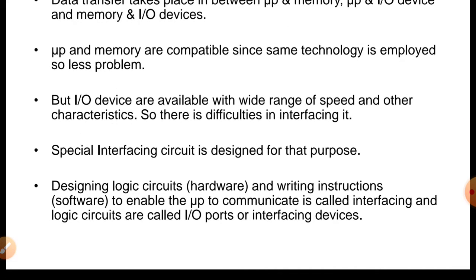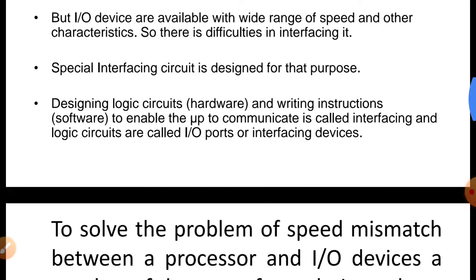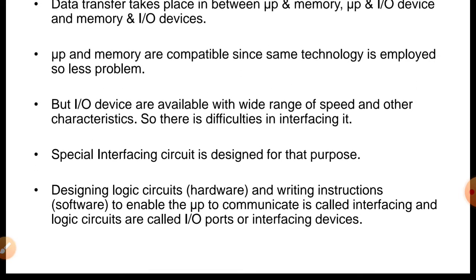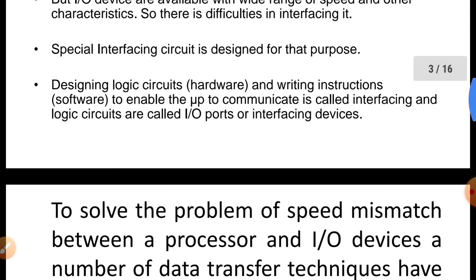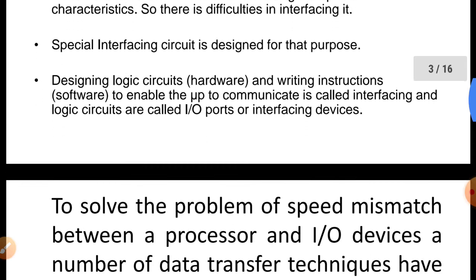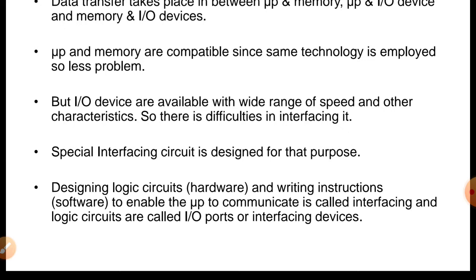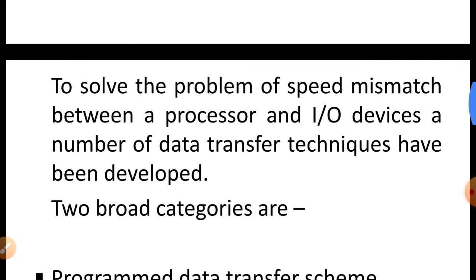So, we require certain interfacing, because there is difficulty in transferring data between the processor and the input output devices. We design certain interfacing circuits for that purpose, and the work of the interfacing circuit is to easily transfer the data between the processor and the peripheral devices. What is an interfacing circuit? It is logic circuits along with certain instructions that enable the microprocessor to communicate with the peripheral devices. Those devices made up of logic circuits along with software, that is the logical instructions, which help in communication between the processor and the peripheral devices, are known as interfacing devices.